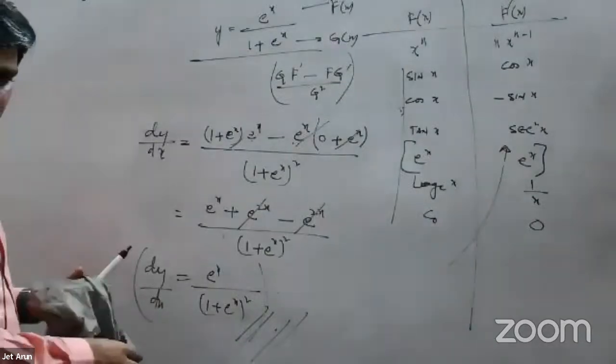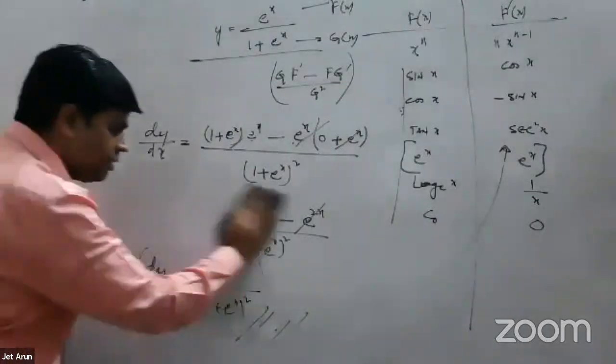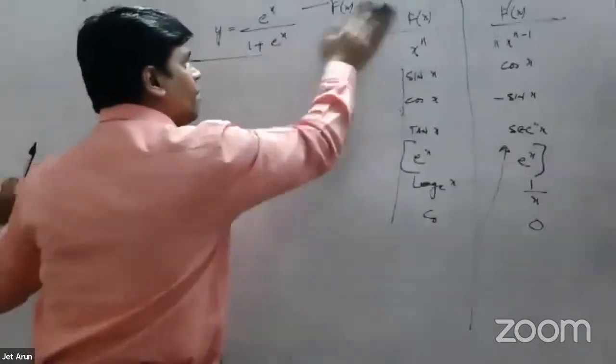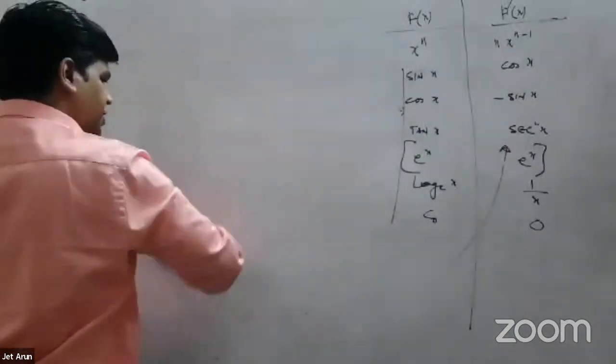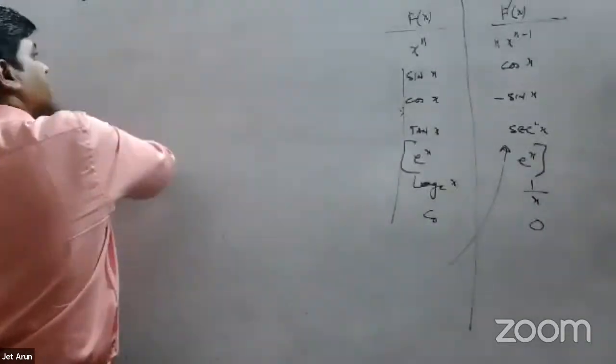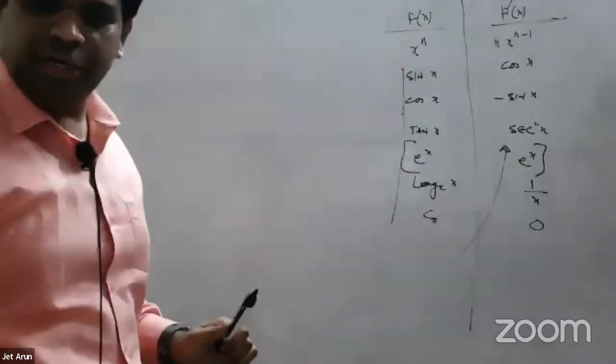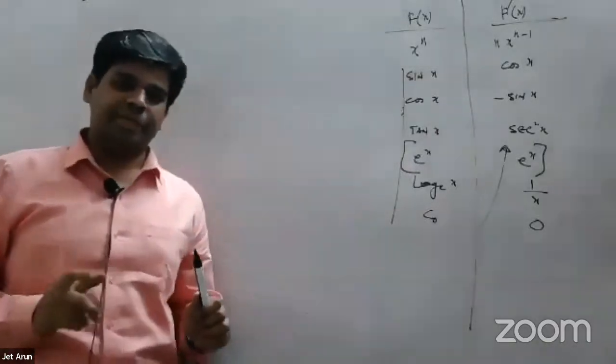Now let's move on to chain rule. Chain rule is interesting and a little confusing. Chain rule is also called outside inside rule, or that method is called onion peeling method.